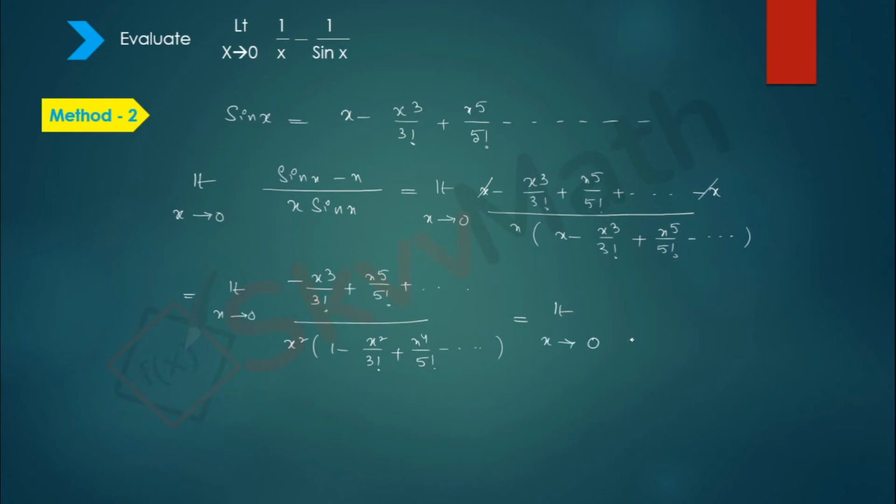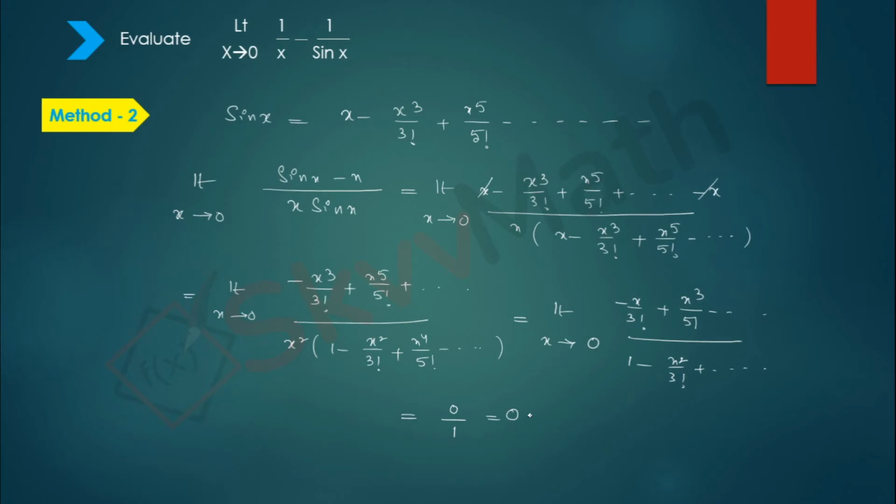This will be what? Limit x tends to 0. If I take minus x square common, I'll get minus x by 3 factorial. X will be there still, and because I took x square common, I'll get here x cube by 5 factorial minus up to so on, divided by 1 minus x square by 3 factorial plus up to so on. Now you see, if I substitute x equals 0, in each and every term you have x, so the numerator is going to be 0, and the denominator, if you substitute, you get 1, so 0 by 1, which is 0. Right? So this is the second method.